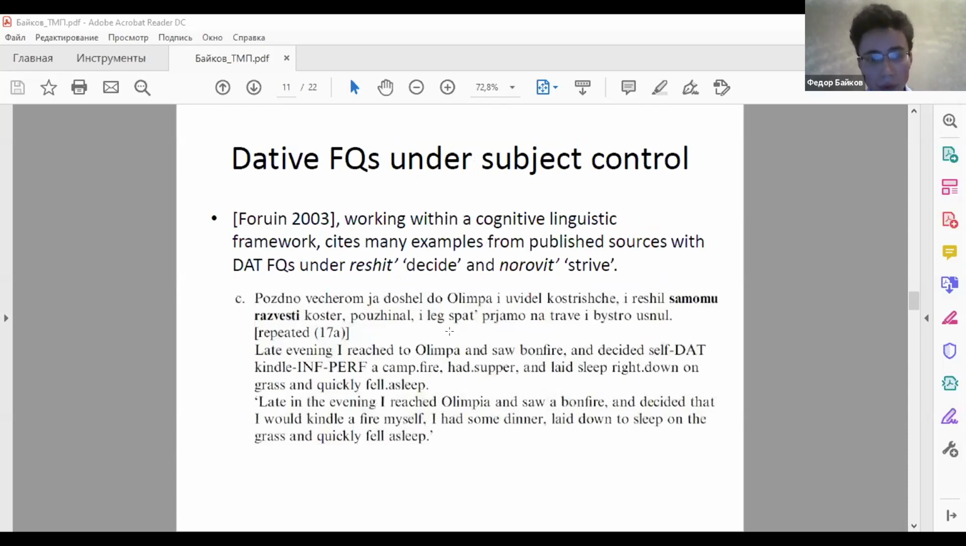And now we have another work, which was written within a cognitive linguistic framework by Fortuin in 2003. In this work, many examples from published sources were cited with dative floating quantifiers embedded under such matrix subject control predicates as решить, decide, and норовить, strive for. For example, in C, we have a dative floating quantifier самому embedded inside the infinitival clause, which is itself embedded under the matrix predicate решил.